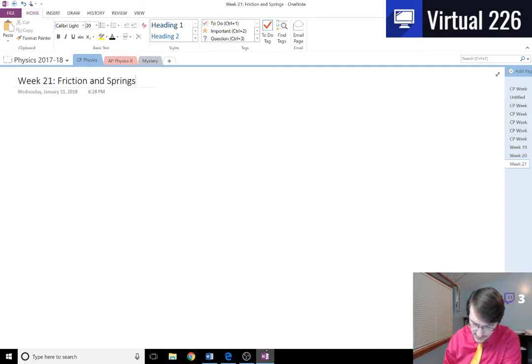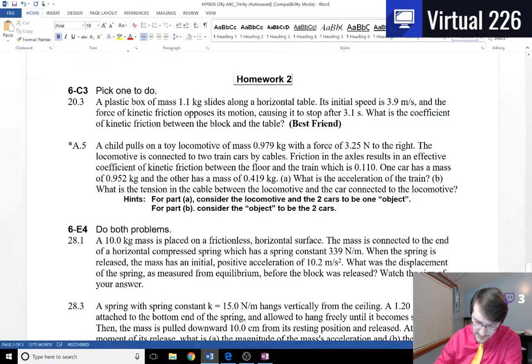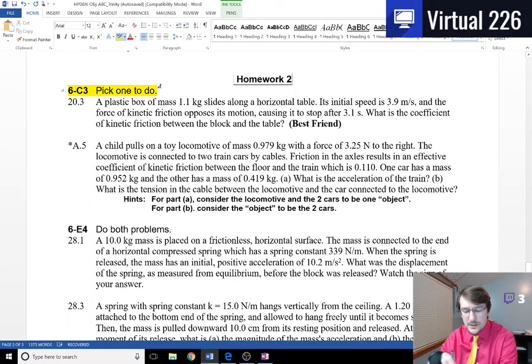seeing or that you might be doing. So if we look at this, this is the homework problem we're doing tonight. This is the 6-C3, a plastic box, 20.3. So we've got this plastic box of mass 1.1 kilograms sliding along a horizontal table.